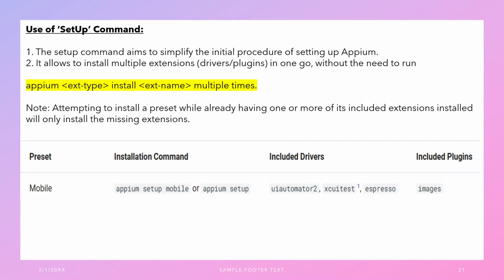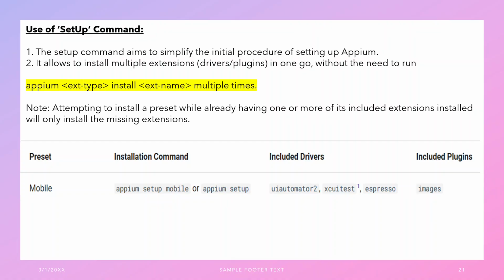But by using this setup command I can install these three drivers, that is the UI Automator 2 driver, XCUITest and Espresso, and in plugins, the images plugin, I can install all these four at once. Which is a very cool option, right?